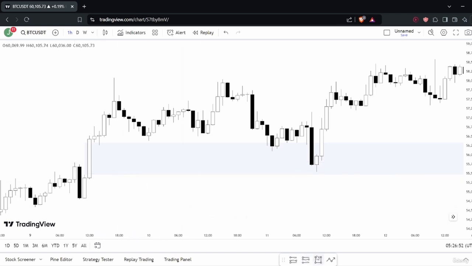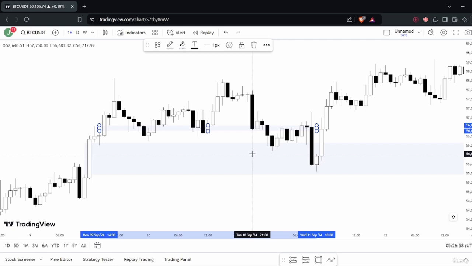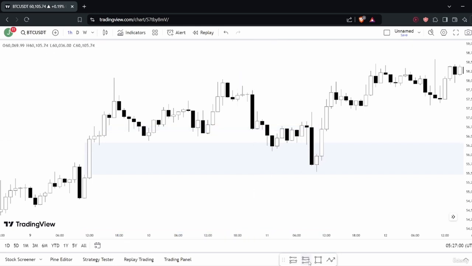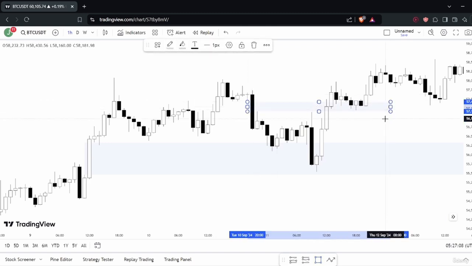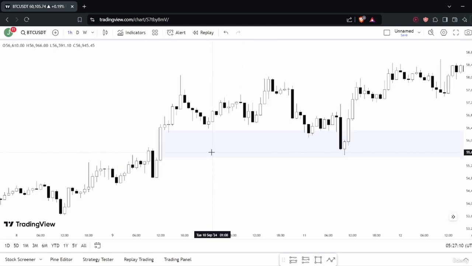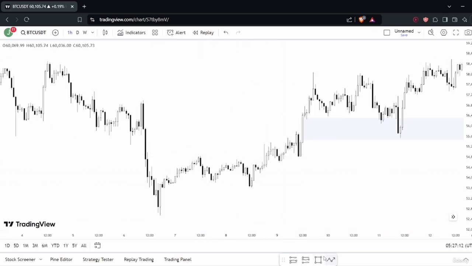Okay, which else would be a fair value gap? Right here would be a fair value gap. Okay, this is a fair value gap. Yes. This is a fair value gap. Yes. This is a bearish fair value gap. Yes. Okay, that's fair value gaps. Such as this is a fair value gap.